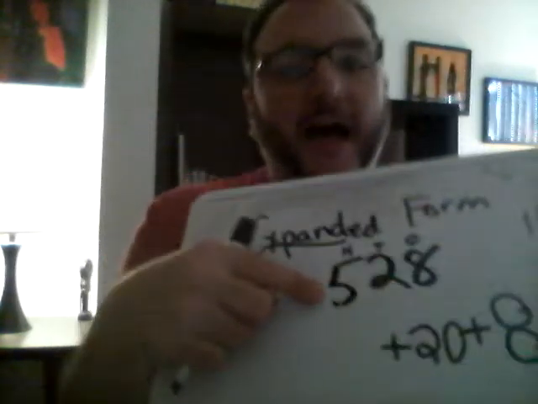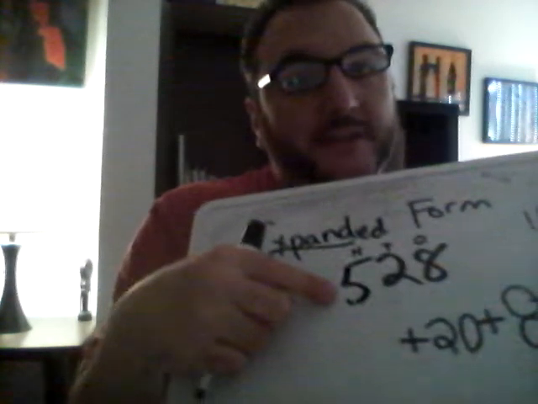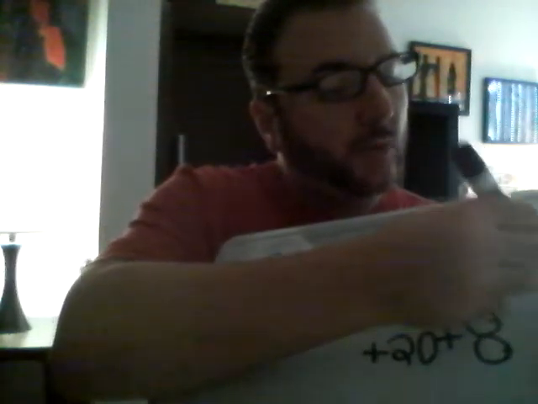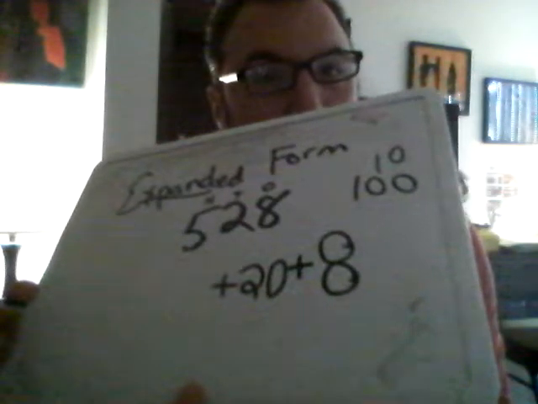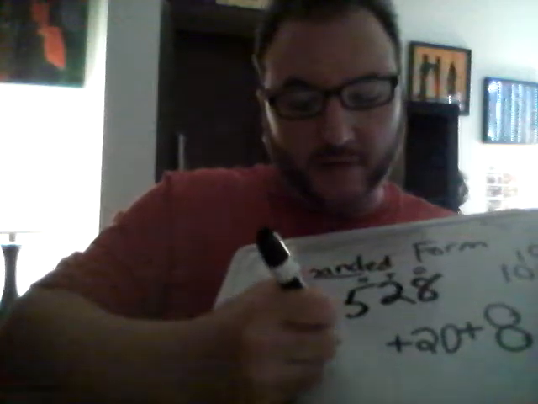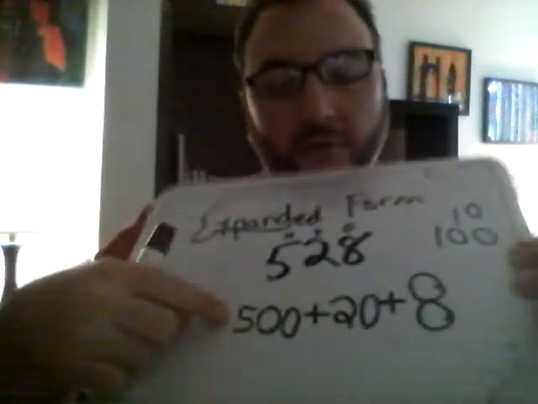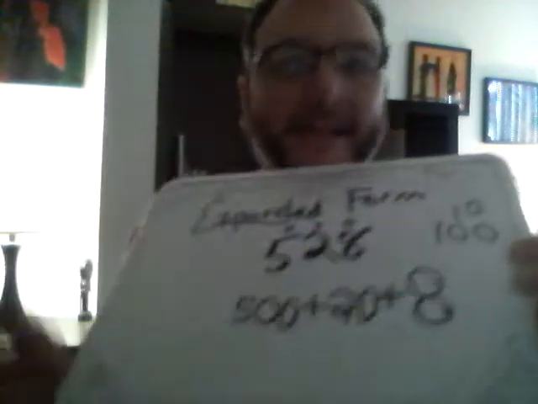Now I'm dealing with the 5. Remember, this really isn't a 5. What is it? This is a 500. How many zeros are in the number 100? 2 zeros, of course. So I'm going to write the number 500 down. And there we go. So 528, when stretched out in expanded form, is 500 plus 20 plus 8.